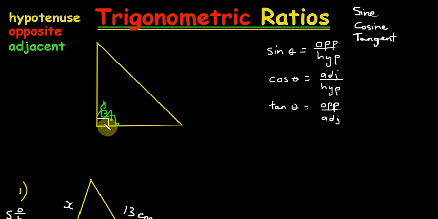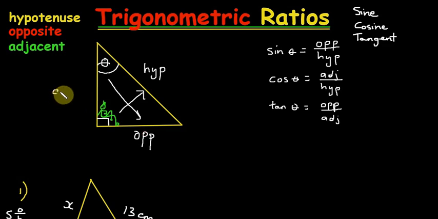Here is a right angle, and the side opposite to the right angle is our hypotenuse, HYP for short. Now if I consider this angle here, then the side opposite to this angle is what I call the opposite side. And the third side will be the adjacent side.